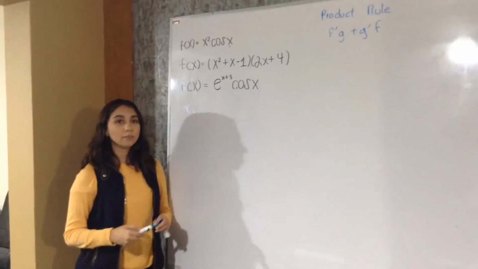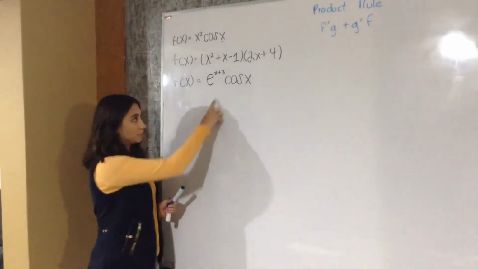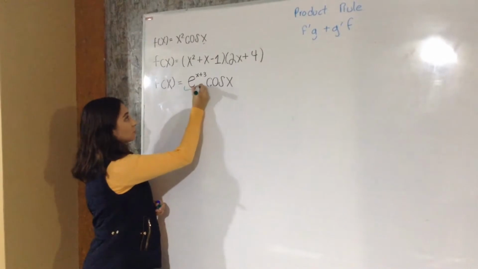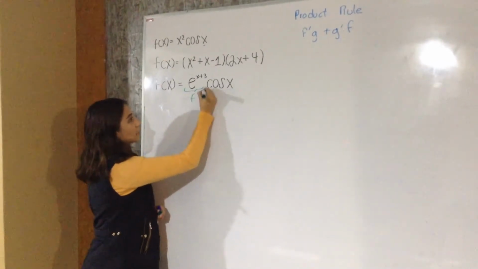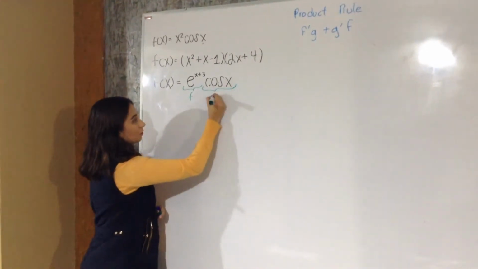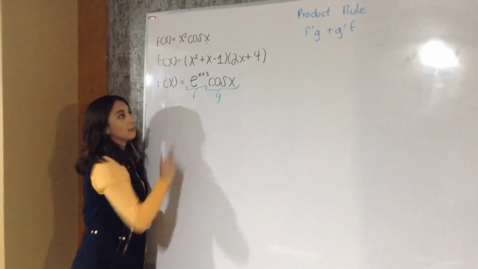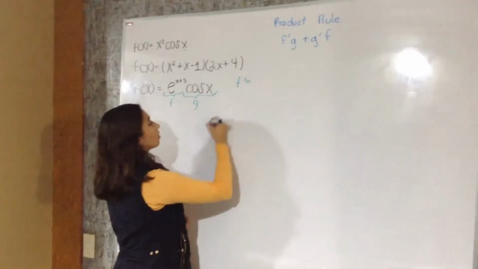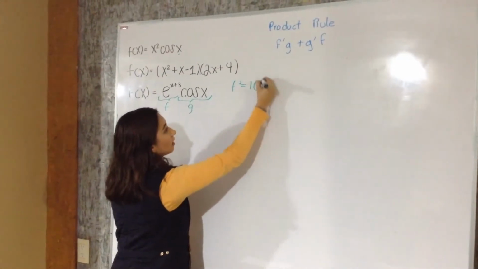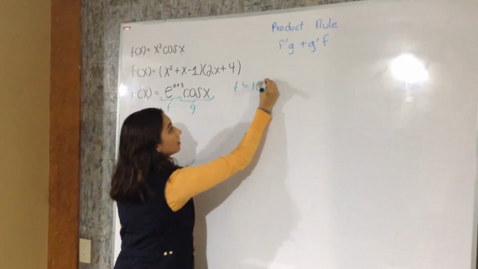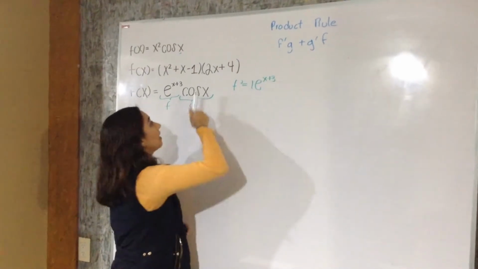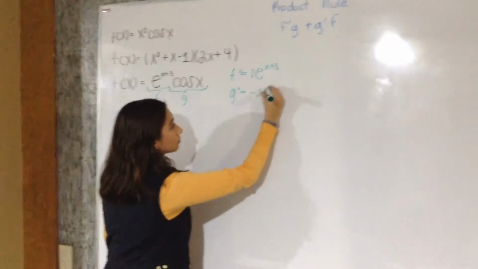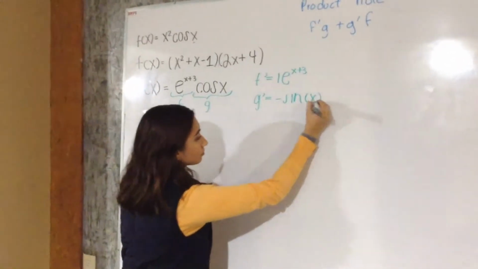Now we are going to apply the product rule in this function. First, we are going to identify my f, that is this one, and my g, that is this second term. We are going to get the derivatives of both functions. The derivative of f is going to be e elevated to x plus 3. And the derivative of g is going to be minus sine of x.